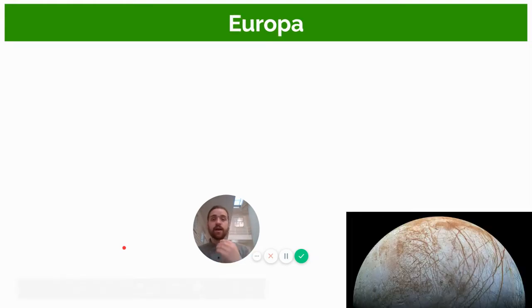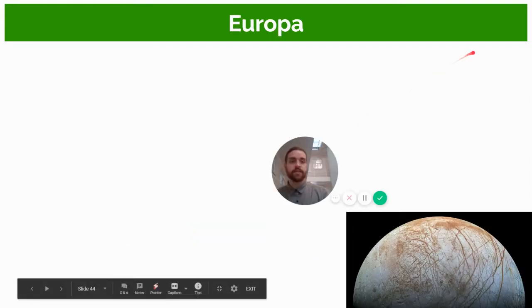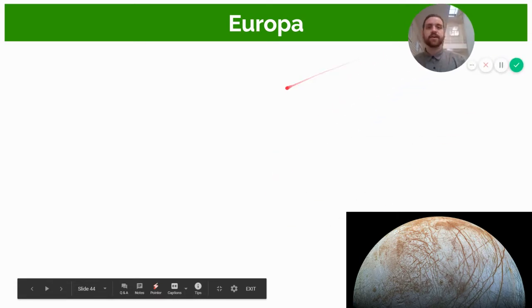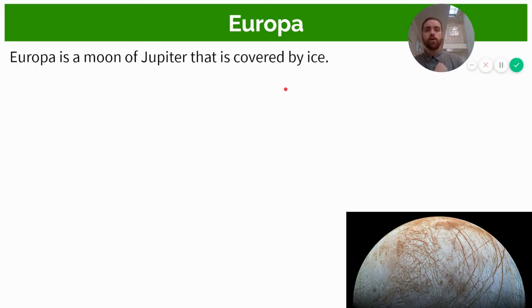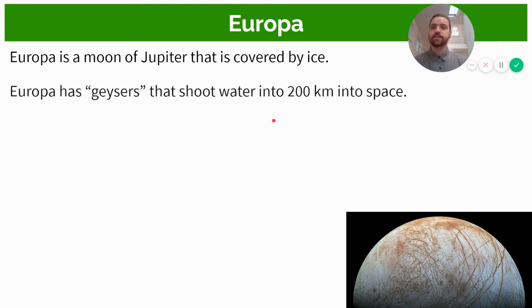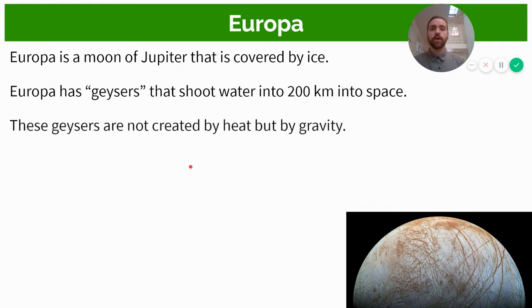Now we're going to actually talk about how geysers are created by gravity. So let me move my face again. We're going to talk about Europa. Europa is one of the many, many moons of Jupiter, and it is surrounded by ice. Europa actually has geysers that shoot water 200 kilometers high. So when a geyser erupts on Europa, it shoots water high enough for that water to end up in space. And the way they're created is not by heat but by gravity.